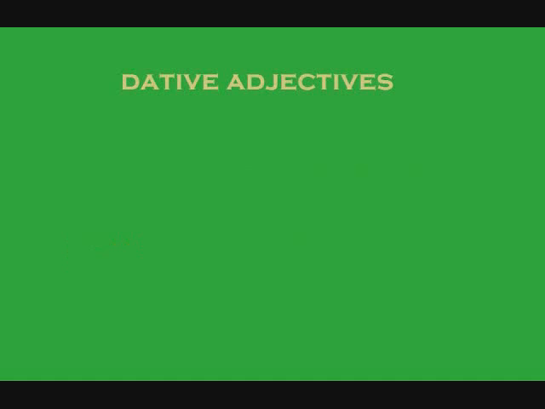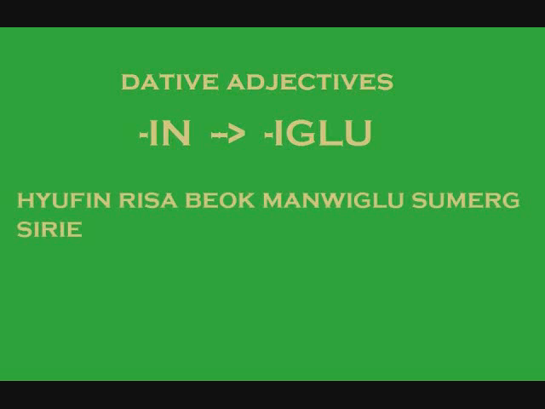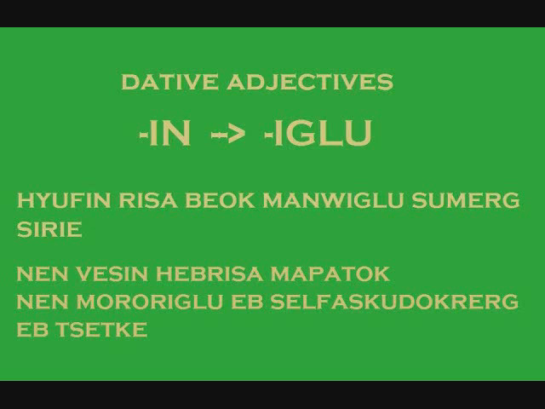Adjectives also change in the dative case. The in ending changes to IGLU. So to say, a short man is giving a flower to a tall woman, you'd say Hiufin risa beok man wiglu sumerg sirie. As another example, to say the small boy is throwing apples to the sad police officers, you'd say Nen vesin Hebrisa mapatok nen mororiglu eb selfaskudokrerg eb tzetke.